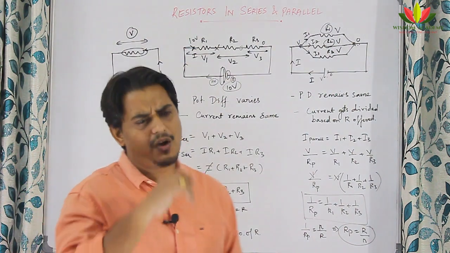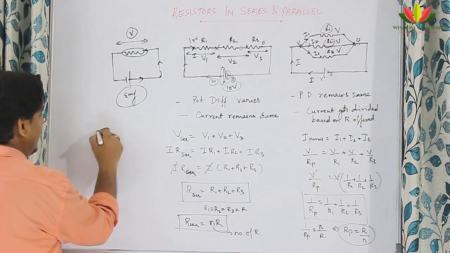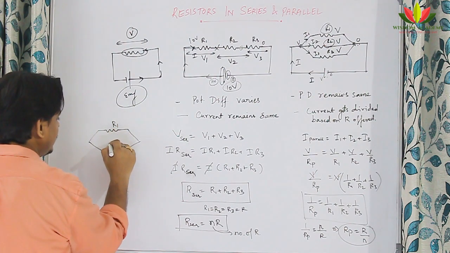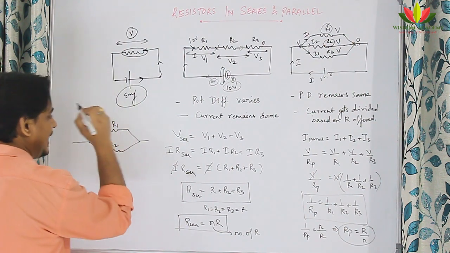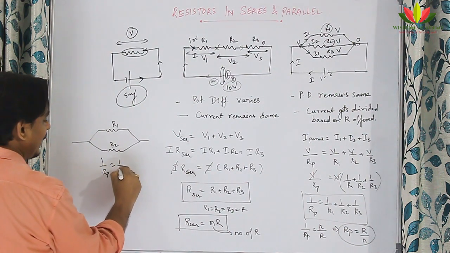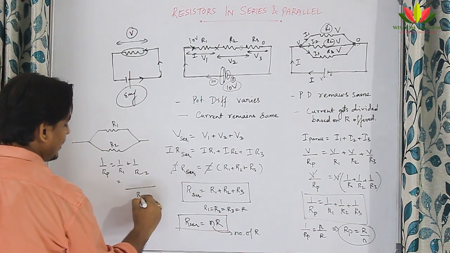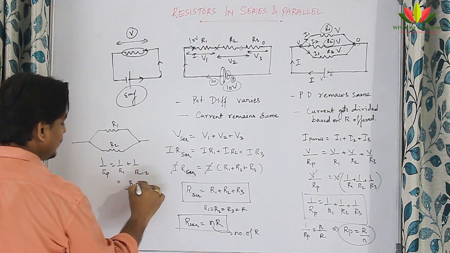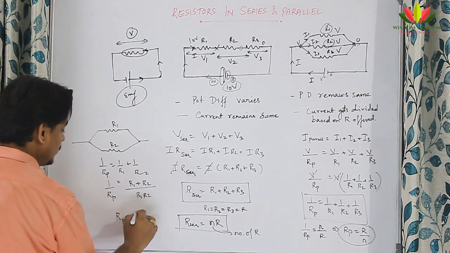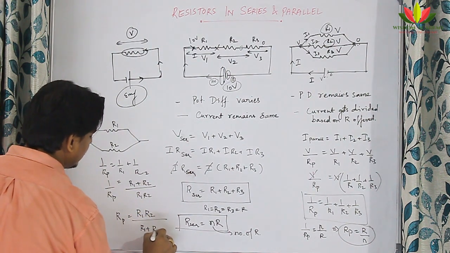So R by N will give you the R parallel, and N into R will give you R series. One more thing I want to tell you here: suppose there are 2 resistances in parallel, R1 and R2, only 2, and you want to find the R equivalent. You will write 1 by R parallel is equal to 1 by R1 plus 1 by R2. If you see, the LCM is R1 R2, and the numerator becomes R1 plus R2. This is 1 by R parallel. So R parallel becomes equal to R1 R2 by R1 plus R2.